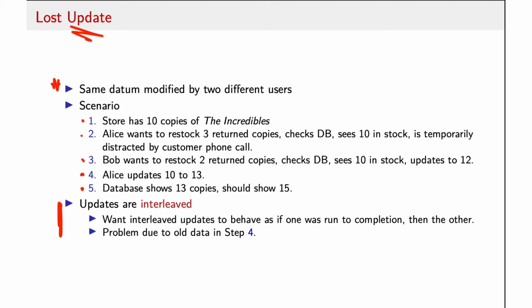So the problem is, of course, due to Alice having a hold of old data, right? She first of all went to the database and says, how many copies of Incredibles do you have? Well, 10. And then later on, she uses that old data, which has now been outdated by the fact that Bob did an update to that entry in the database prior to Alice doing it. So we want to be able to prevent that kind of lost update problem.